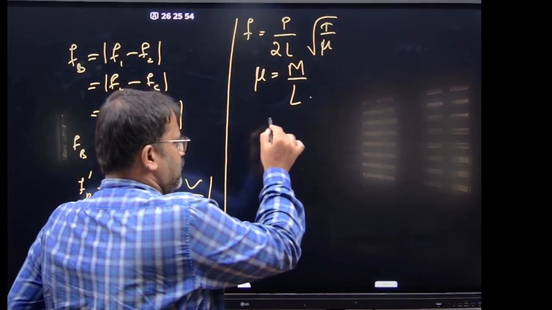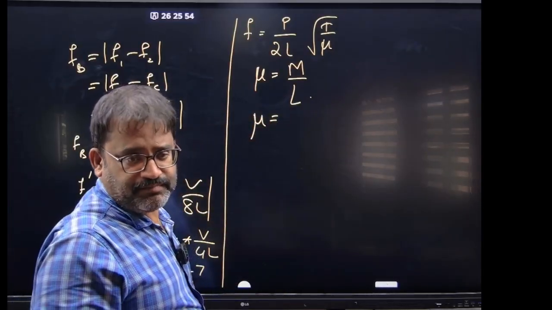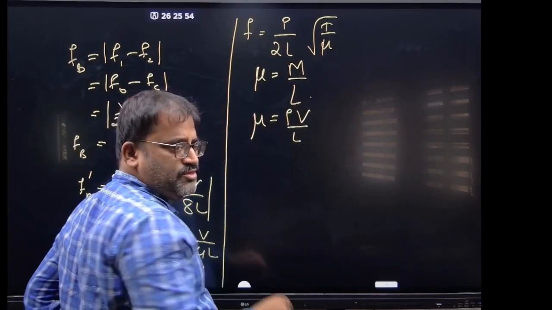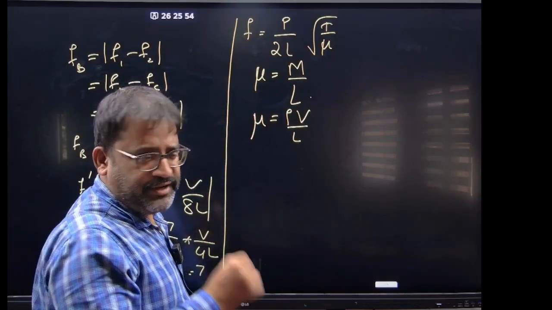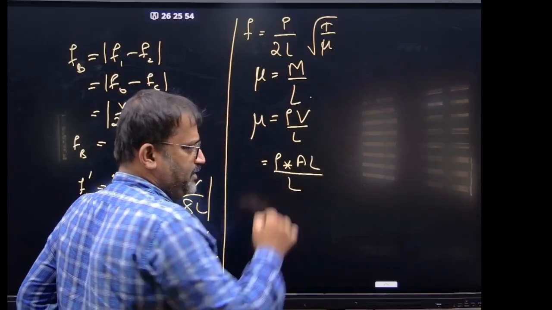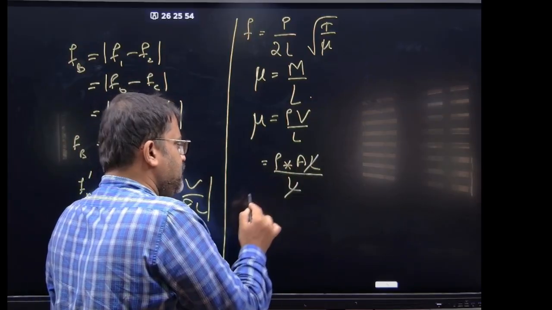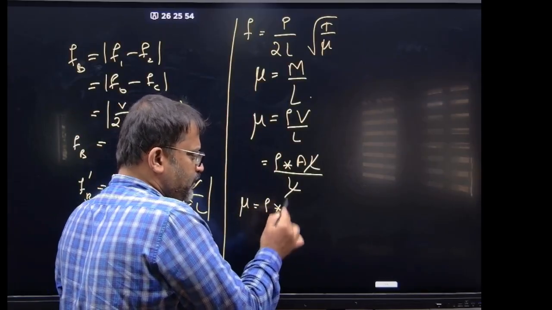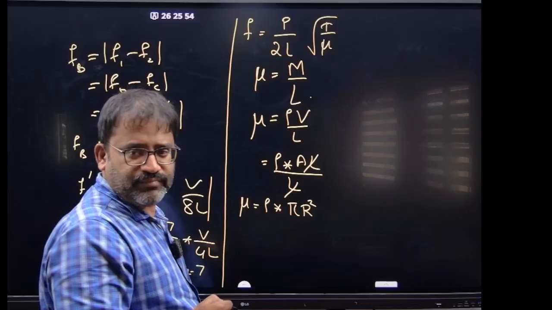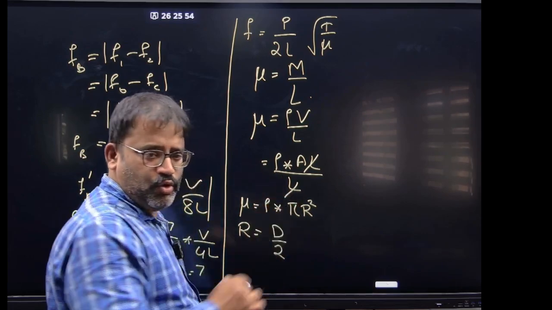Very good. Now, remember, he has not given us M, but he has given the diameter. So M is nothing but rho into V, where V is the volume and rho is the density. So mu is equal to rho into area into length divided by length. Can I cancel anything here? L can be cancelled. Very good. That means mu is equal to rho into area, and the area is pi r square. Then what is r? R is diameter divided by 2.